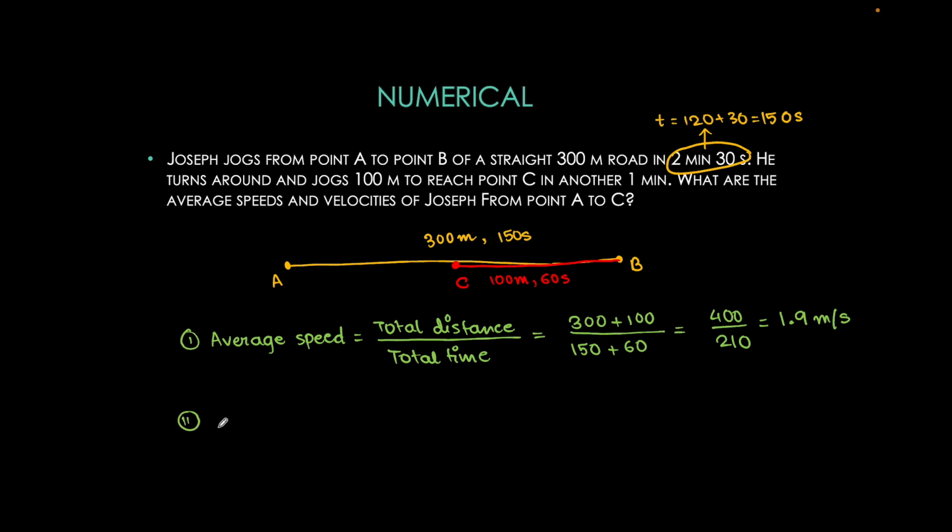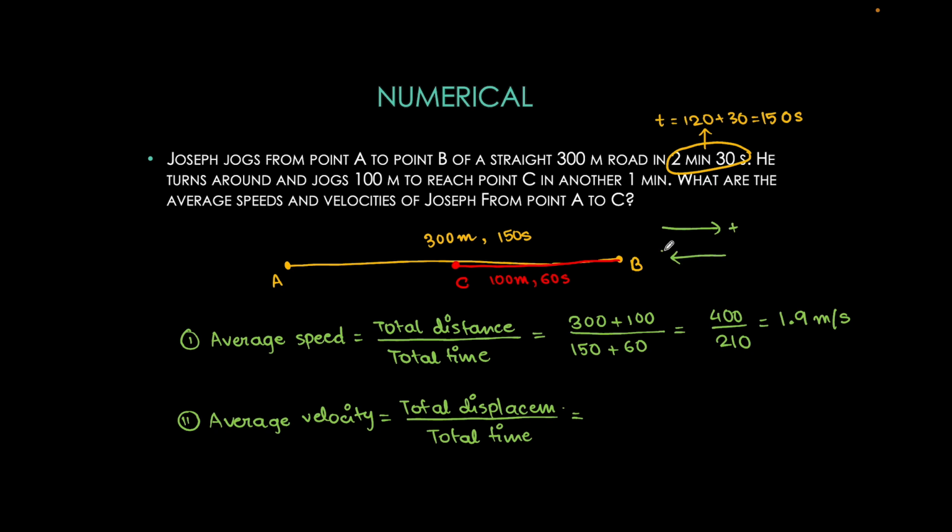Let us now calculate the average velocity. This will be what? The total displacement divided by the total time. Now, as I told you, to calculate displacement, you need to keep in mind the direction. So let this be the positive direction and this be the negative direction, right?